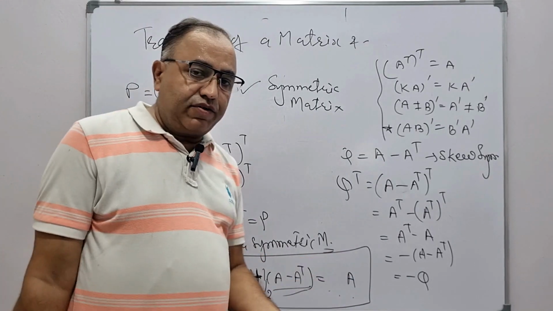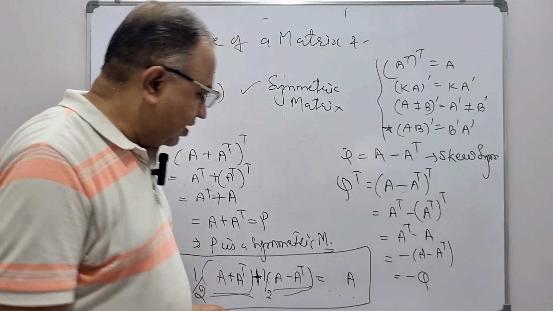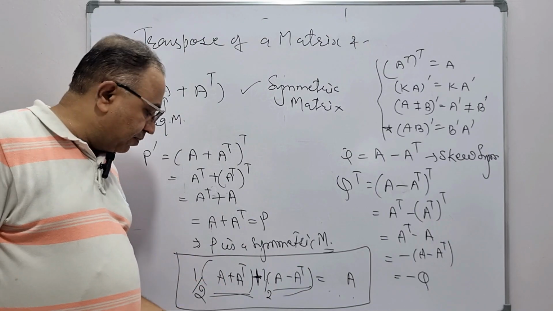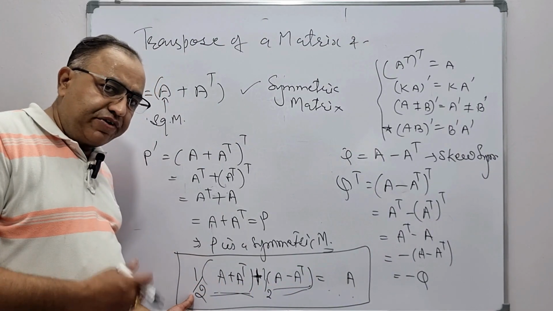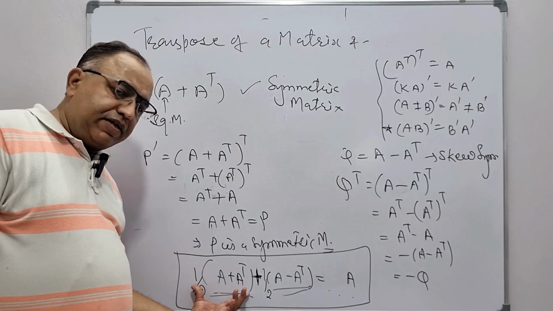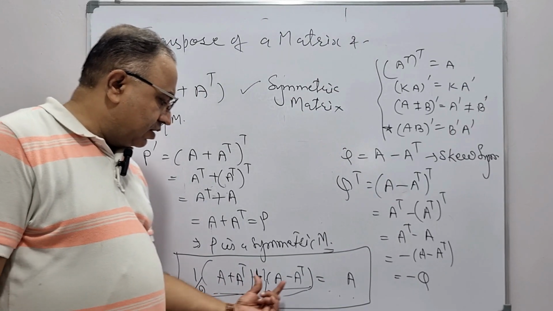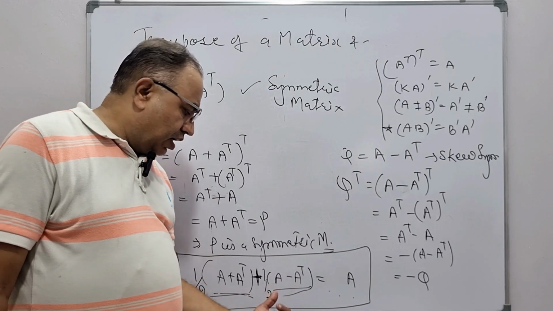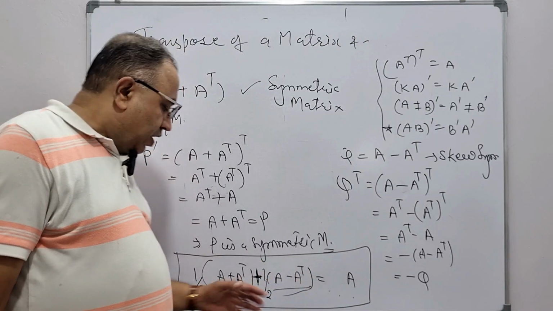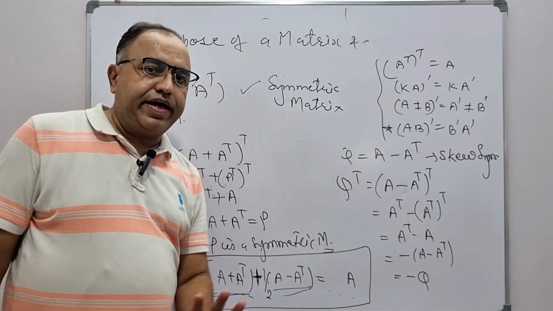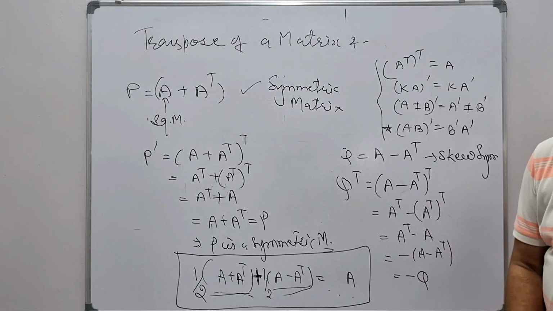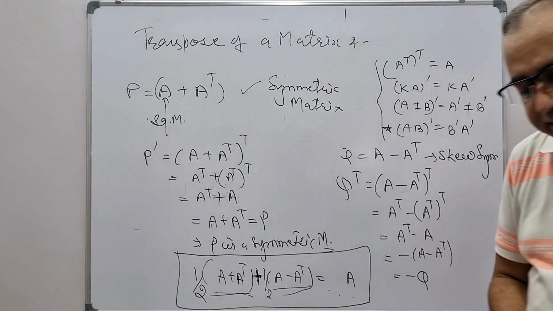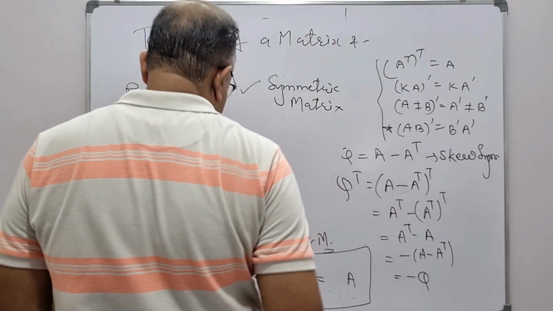A can be any square matrix. You can imagine of order 2 by 2 or 3 by 3. Find its transpose, subtract and add. When you add and multiply by half outside, assume it to be P here, and subtract the transpose of A from A and multiply by half, call it Q. Add both P and Q, the result will always be A. This proves that every square matrix can be written as a sum of a symmetric and a skew symmetric matrix. I will illustrate one example.